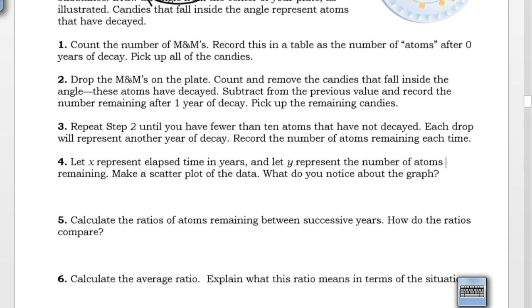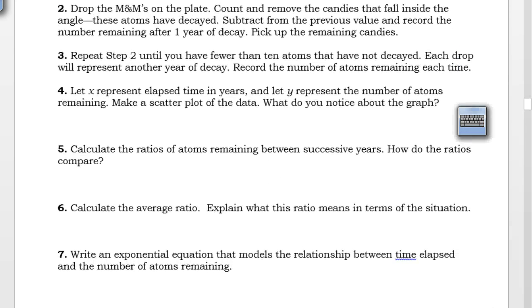The big idea, if you don't do it, is that when we have a bunch of varying ratios, we end up using the average ratio in place of our change in our equation.